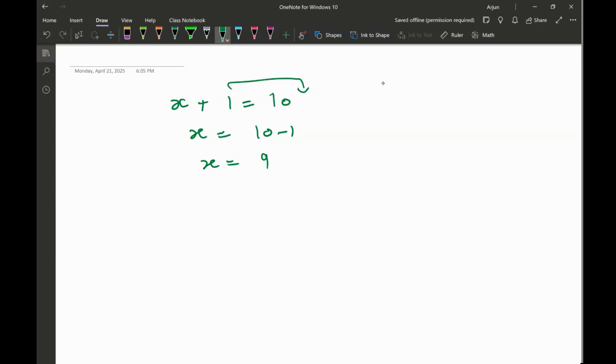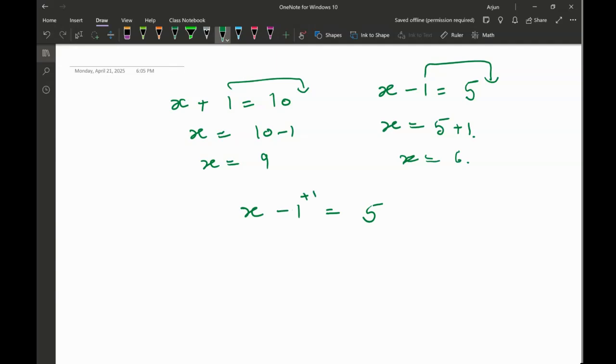In the same way, if the question says x minus 1 equal to 5, how are we going to solve for the value of x? I'm going to move this to the other side, x equal to 5 plus 1. You can do it this way, or you could have done it the other way around. That is, x minus 1 equal to 5, you add plus 1 on both sides, and these two cancel out. The x value is equal to 6. Both are correct ways.